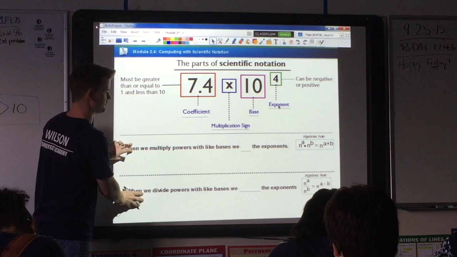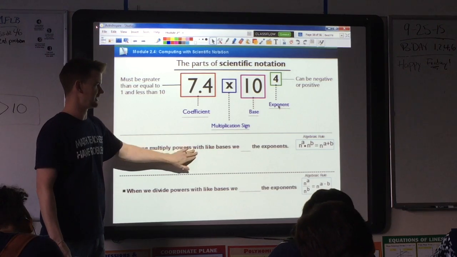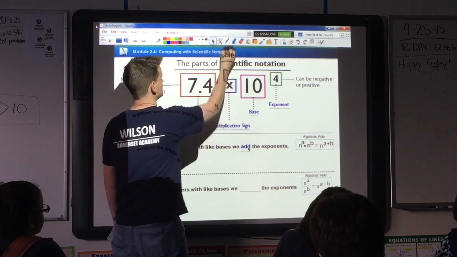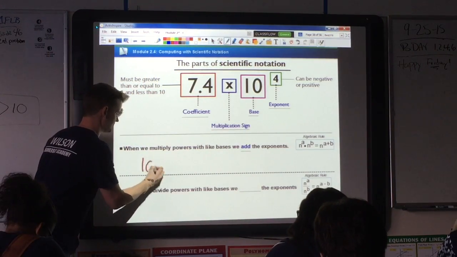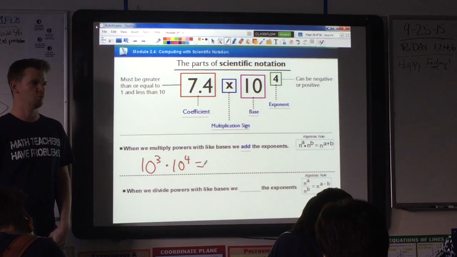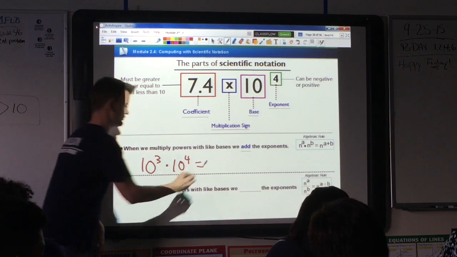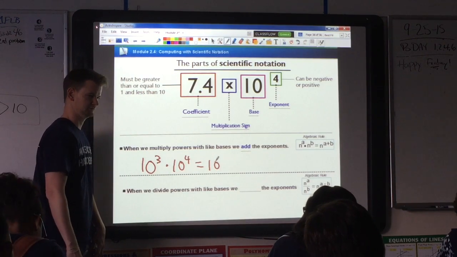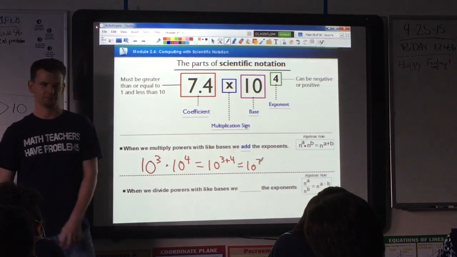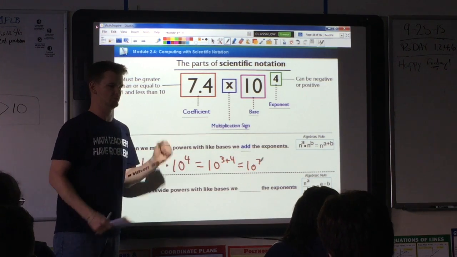We also revisit the rules from 2.1. When we multiply powers with like bases, what do we do with the exponents? We add the exponents. Let's say that we have 10 to the third times 10 to the fourth. What am I going to do with those exponents? We're going to add them. So it's going to be 10, and 3 plus 4 is equal to 10 to the 7th. That's important. We're going to be multiplying with scientific notation today, and when we get to the bases and the exponents, that's what we're going to be doing.